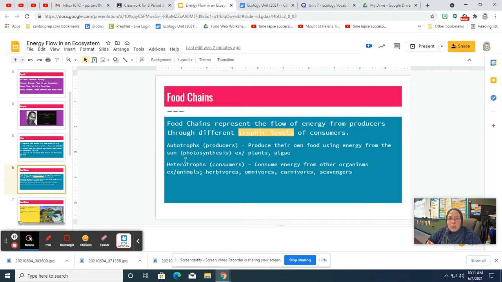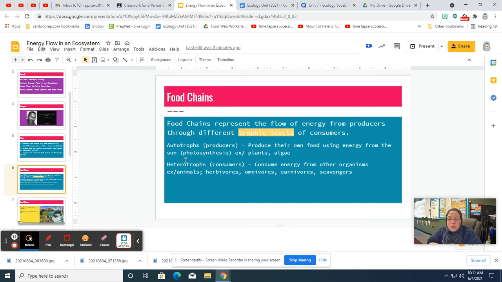So what are we talking about when we're talking about producers and consumers, right? We're in high school, so we're going to use a little bit advanced vocabulary here. When we're talking about producers, we're talking about what we call autotrophs. Auto means self, and troph means feeding. So an autotroph is a self-feeding organism. We also call those producers because they produce their own food.